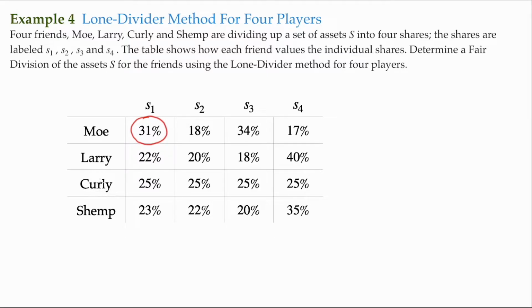Then Curly, the divider, we're going to do the same thing for him, except we're only going to look at shares 2 and 3 because share 4 is the one that's in conflict here. But we'll do the same thing. We flip a coin, and let's suppose that on the flip of the coin, Curly is given share 2. So again, since share 1 has already been claimed, share 2 has already been claimed, Mo has already been taken care of, and Curly has already been taken care of.